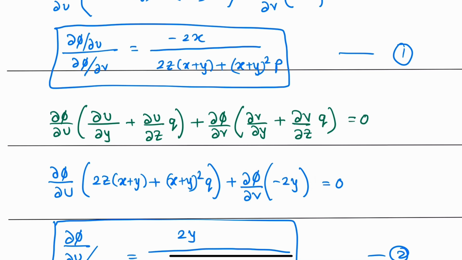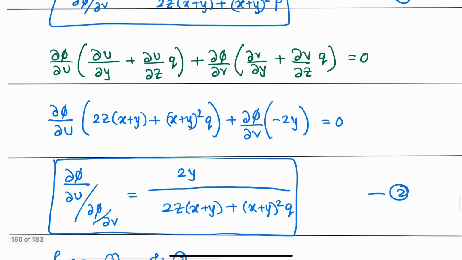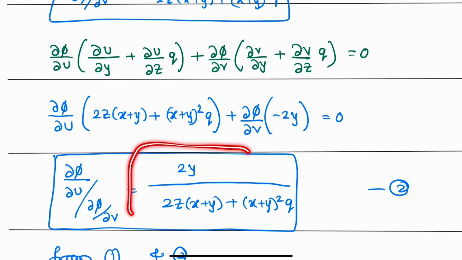And here dou v by dou y equals minus 2y. And this term we already knew. It is 0, as v was our x square minus y square, with no z term in it. Okay. Now again we will rearrange it into dou phi by dou u upon dou phi by dou v. And this is what we are getting by rearranging.